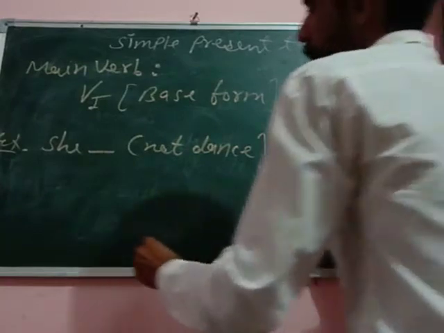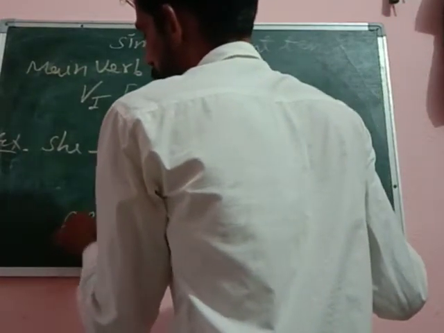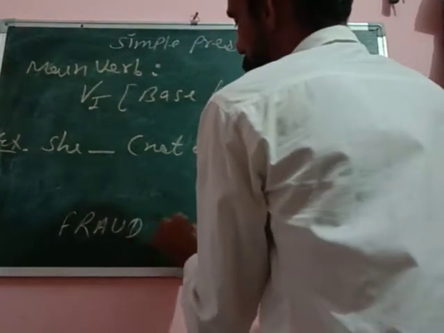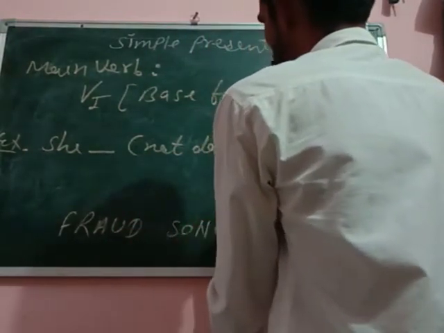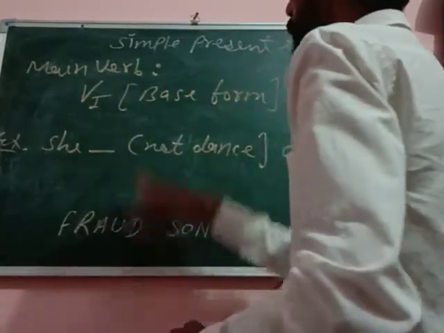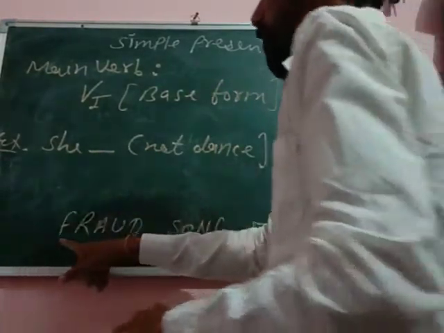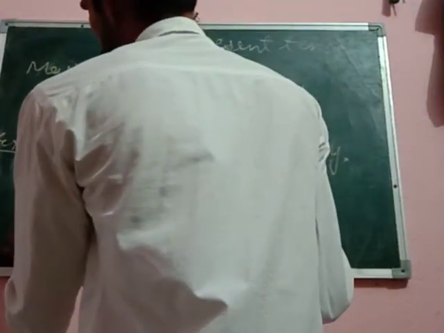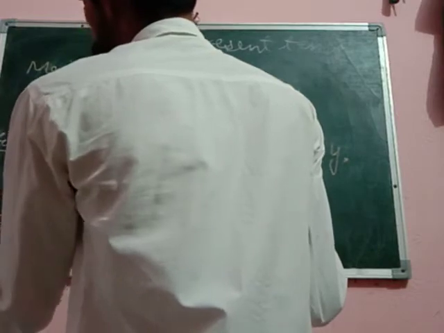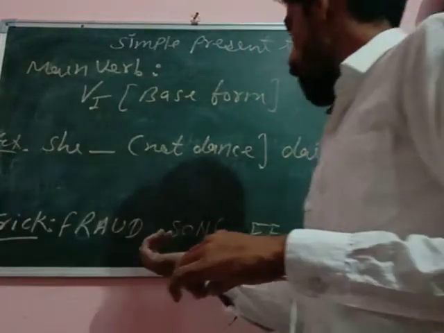In the previous volume we have discussed that there are some time adverbs which we have to learn to identify the tense. In simple present tense we use some time adverbs, and to learn those time adverbs I have given one trick to you for song E.